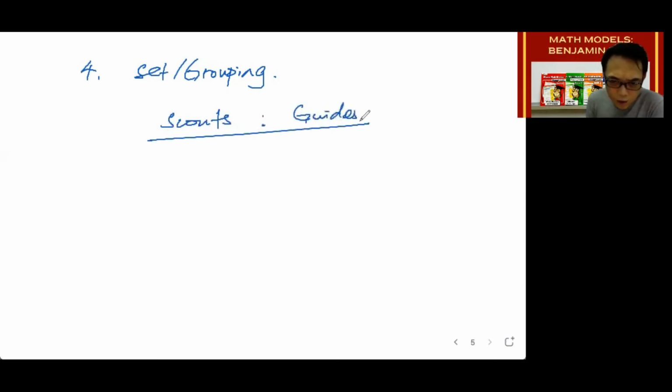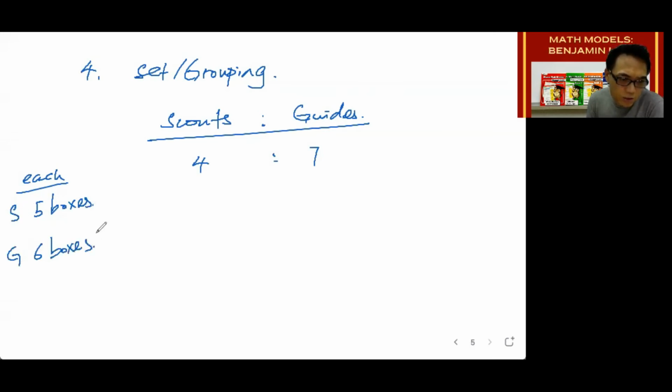And they tell you that the ratio of the scouts and guides is, for instance, 4:7. And then they tell you that each of the scouts will sell, let's use a different number, each of the scouts will sell 5 boxes of cookies, and each of the guides will sell 6 boxes of cookies. So this will be scouts and this will be guides. Now, all you need to do is multiply this by 5 and multiply this by 6 because of the 2 numbers here.